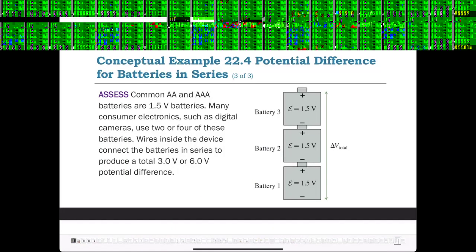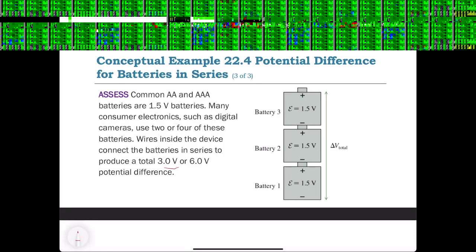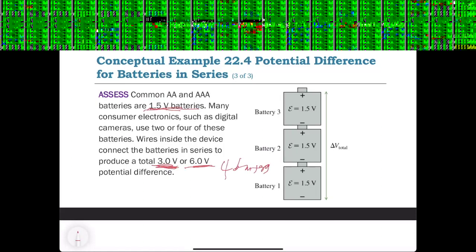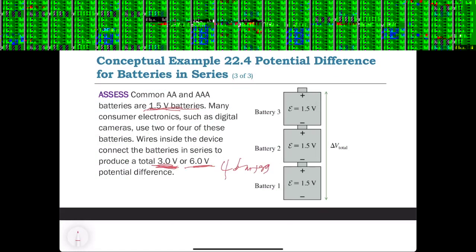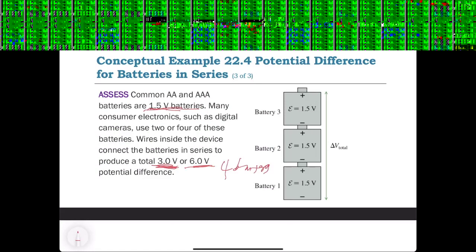If you do a real electric lab on our campus and want to get a 3 volt or 6 volt voltage with batteries, you connect two 1.5 volt batteries in series, and then you can get 3 volts. If you want 6, then you connect four batteries together in series, and then you can get a 6 volt voltage. Does it make sense to you?